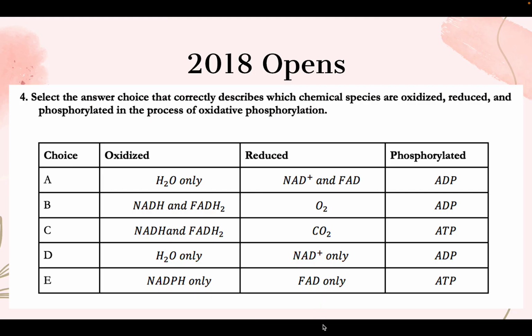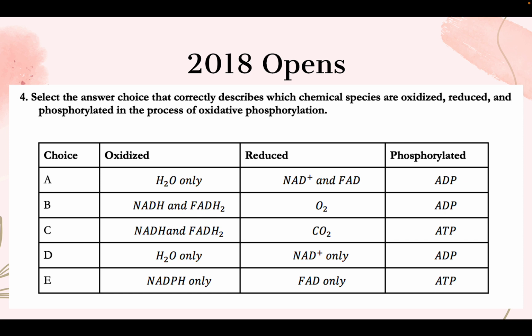Alright, so go ahead and pause the video to do this question. It says select the answer choice that correctly describes which chemical species are oxidized, reduced, and phosphorylated in the process of oxidative phosphorylation. In terms of oxidizing, we know that the big compounds that are oxidized are NADH and FADH2. Oxidizing something means taking away its electrons, and that's exactly what we're doing in the electron transport chain with complex 1 and complex 2, taking the electrons from NADH and FADH2 and sending them down the electron transport chain. So it's going to be B or C.